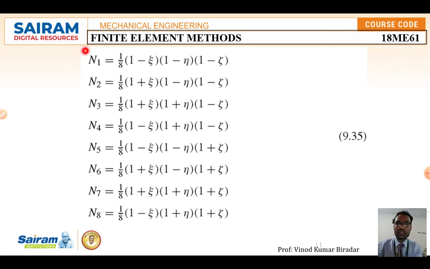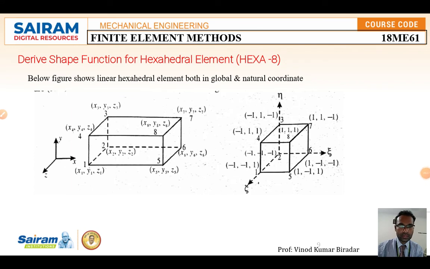So N1, N2, N3, N4, N5, N6, N7, N8 are the shape functions for the hexahedral element. You have to remember only the values here. I will repeat again how to remember this. Forget about the global coordinate system; you have to remember this.